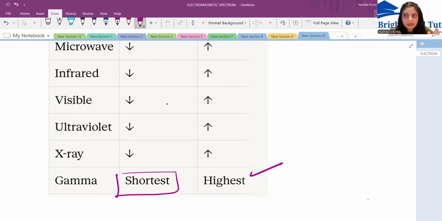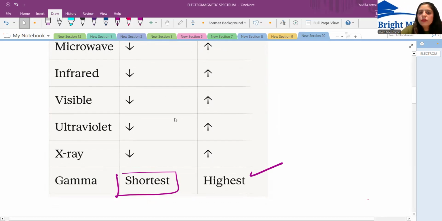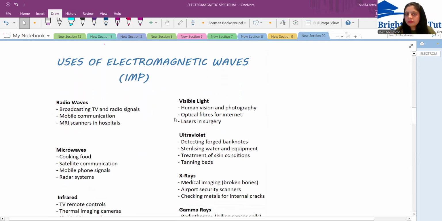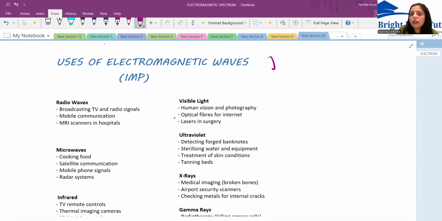Sound is not like this kind of wave. Like sound, we can't apply these principles to the sound wave. Okay, let's move further. Next, you have the uses again. From this use, you can get a question, like if it's a long question, like a 6 marker, they're going to be asking you the use of one or two waves for sure, like at least one wave.